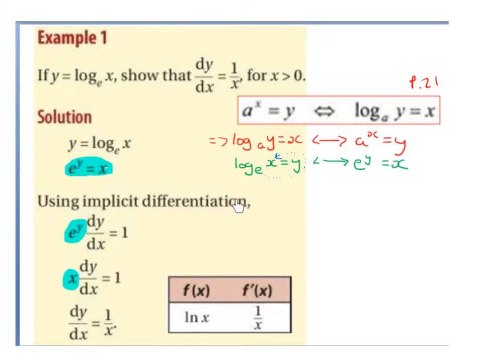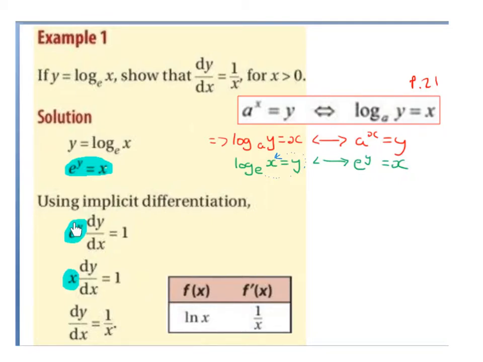Now using implicit differentiation, we want to differentiate with respect to x. So we differentiate both sides with respect to x. Differentiating e to the power of y with respect to x, well, there is no x, so we just differentiate with respect to y. Differentiating e to the power of y with respect to y just gives us e to the power of y, but we have to stick on a dy/dx because we're using implicit differentiation. And then we differentiate x with respect to x and we get 1.